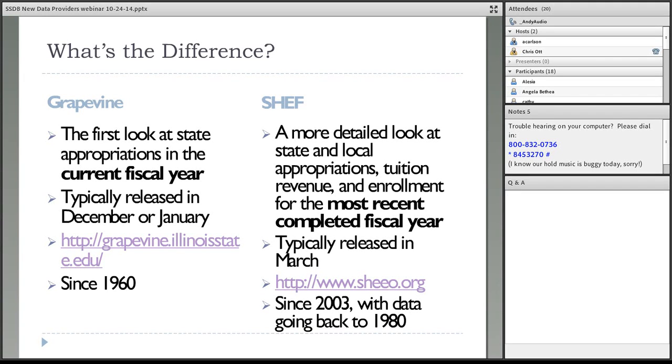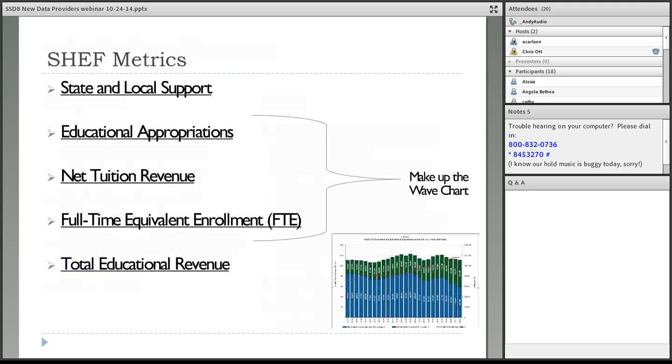So Grapevine is really your page one of the SSDB that we'll talk about in a little bit, and then SHEF is constructed from the full database. And just real quick, when I was a new data provider, I didn't know any of this. I thought it was good to share. So these are the metrics that we collect and present in our SHEF report each year.